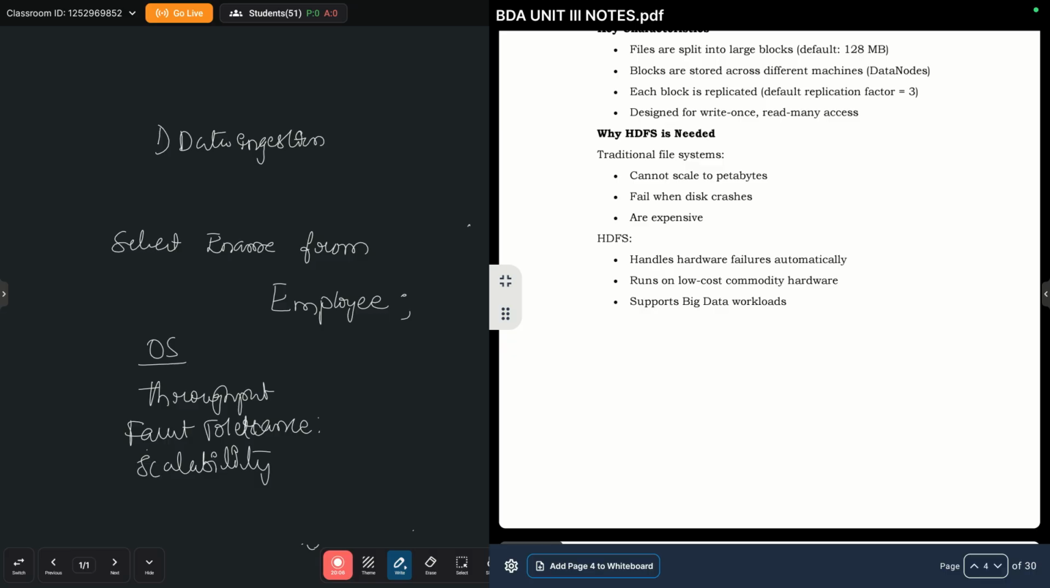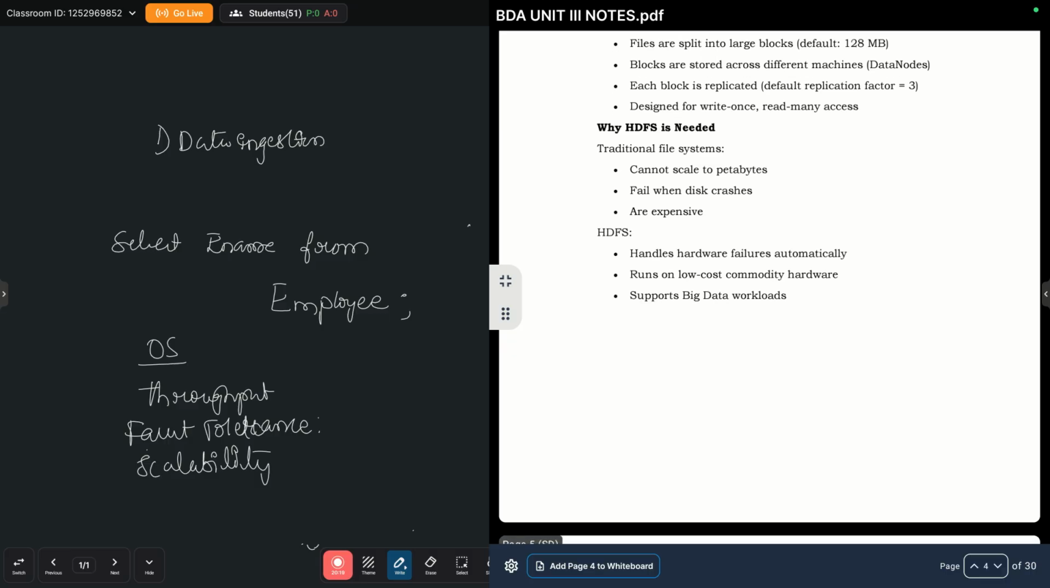We have mapper and reducer. Mapper is one function and reducer is one function. Data node is nothing but a machine. The mapper function is used to produce key value pairs. We are going to use the map function and the reduce function.